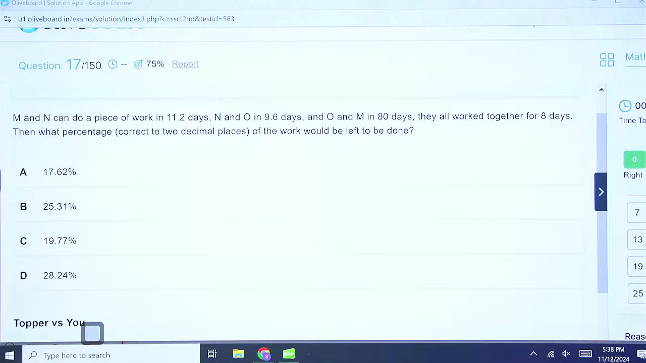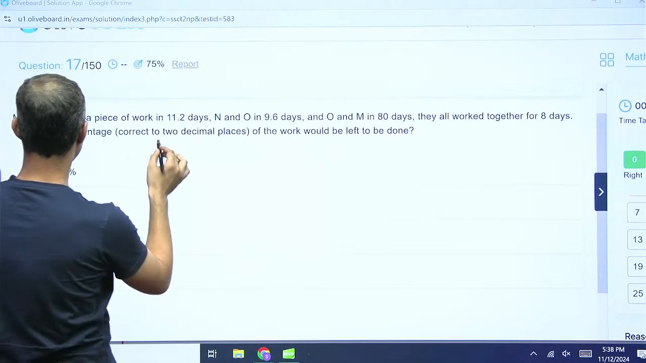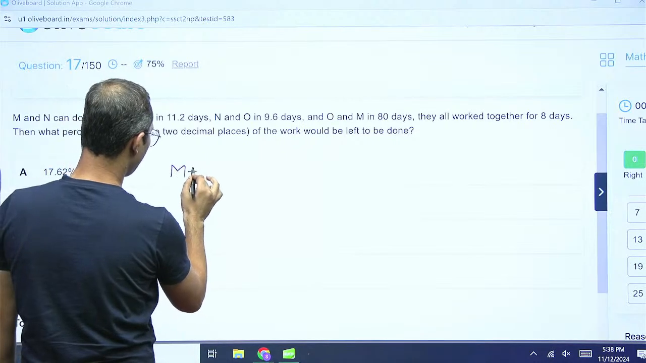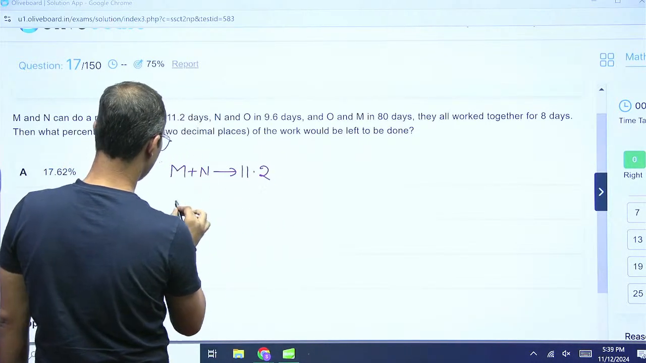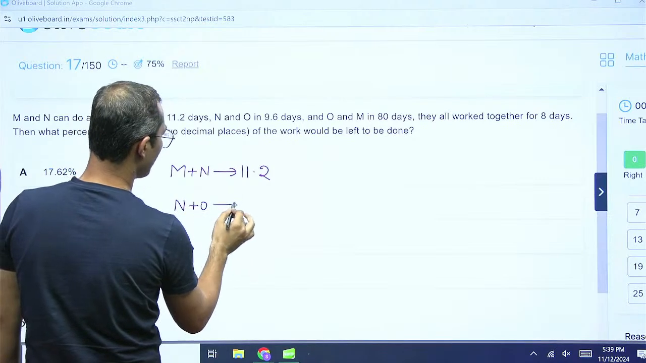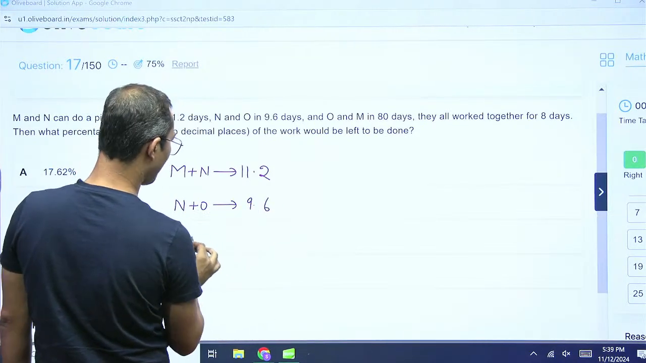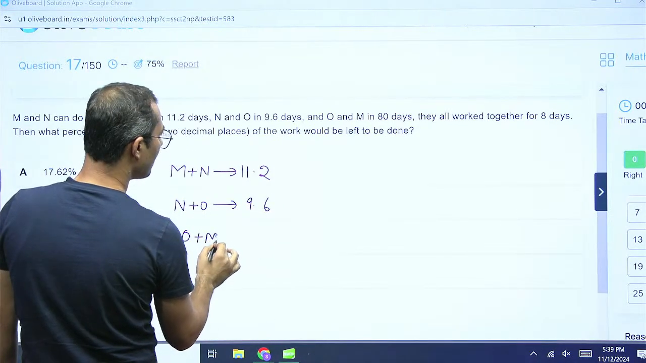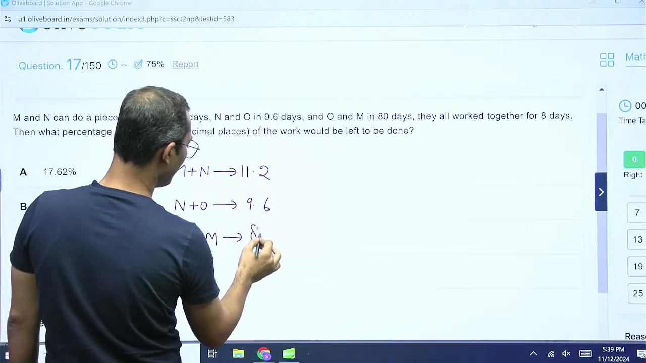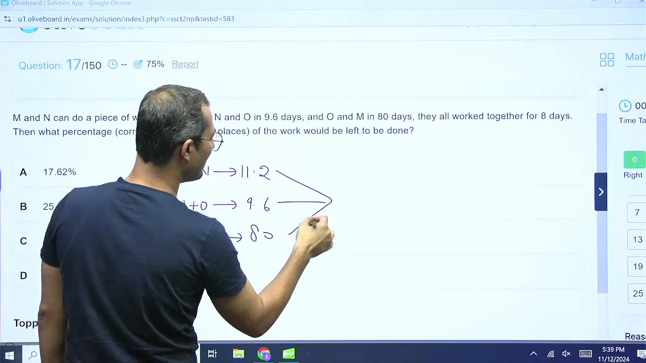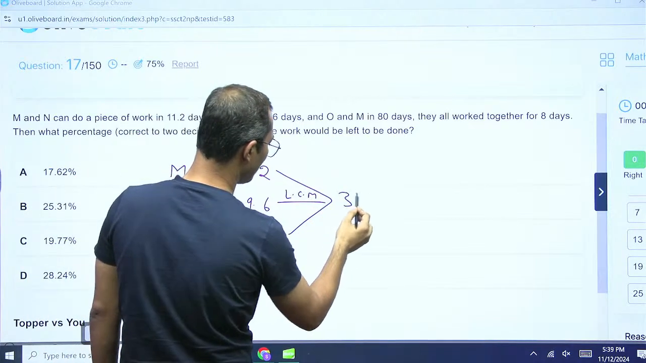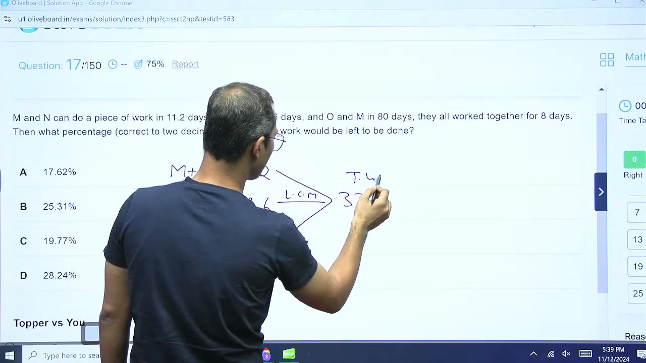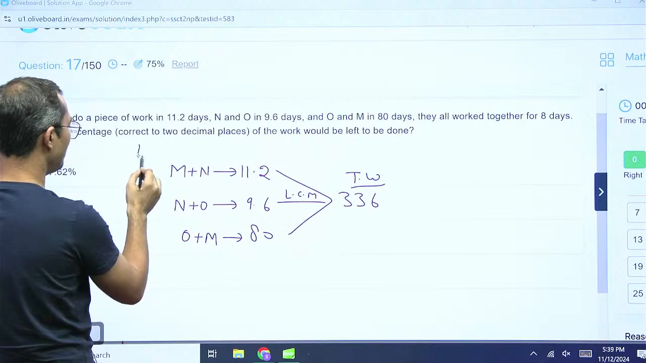So we can say that, see, the M and N together can complete a piece of work in 11.2, right? N and O together can do it in 9.6, and O and M, so we can take LCM, right? So we can take any value for LCM. So for our convenience we are taking 336, right? So this is the total work, right? So that we can easily divide.